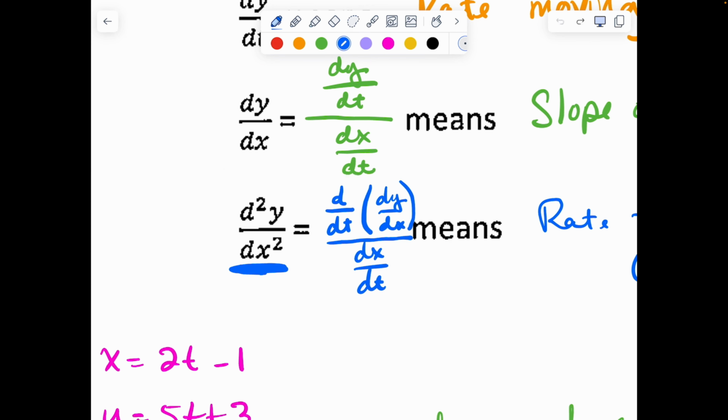Okay, so to find the speed, the formula that we use for speed looks like this. Wait, what happened to C? Oh, that was C.